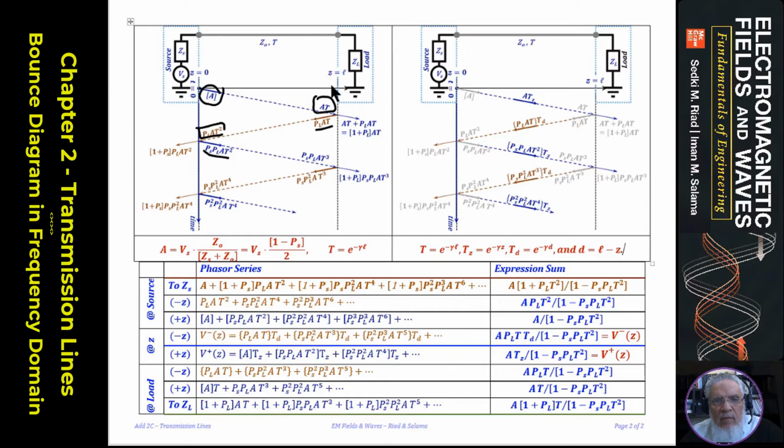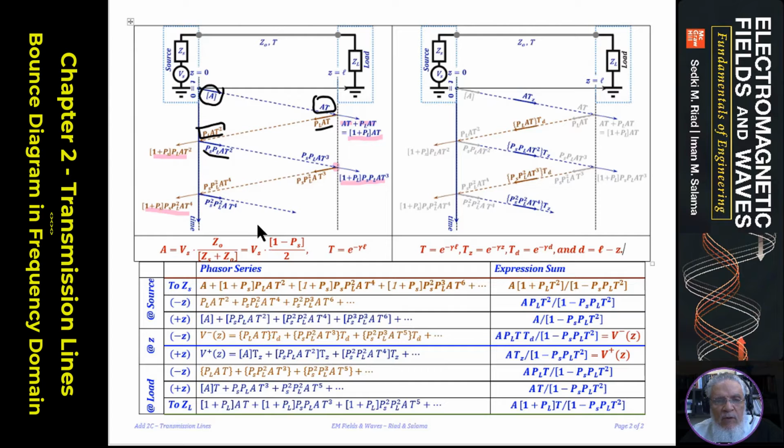Let's highlight that. This is simply AT plus rho L AT, and the result will be 1 plus rho L times AT. Likewise, what arrives at the source end here will be rho L AT squared plus rho S rho L AT squared, adds up to 1 plus rho S times rho L AT squared. What arrives here in the second arrival will be again the sum of these two. Here it is. What arrives here at the source end will be the sum of these two, and there it is.